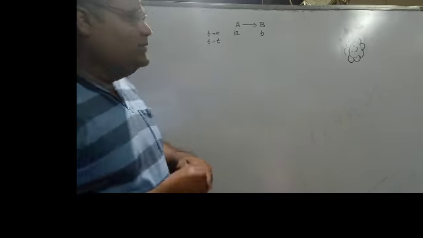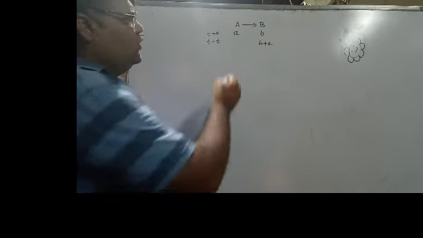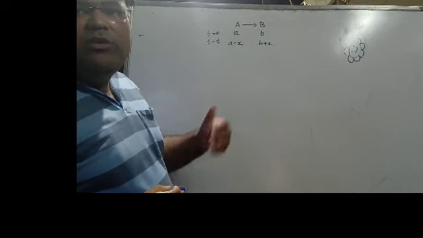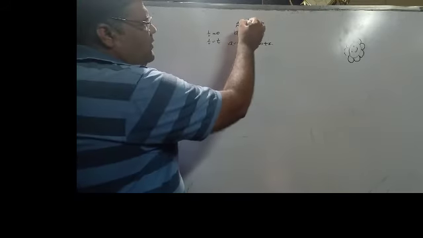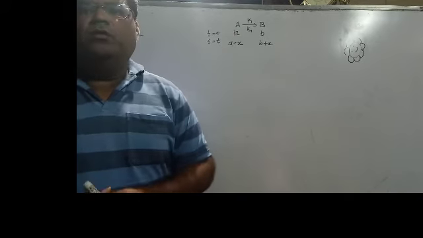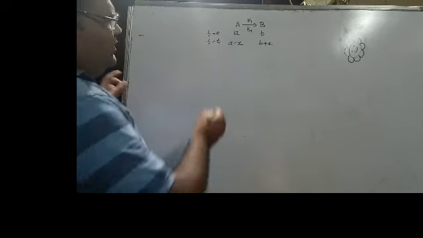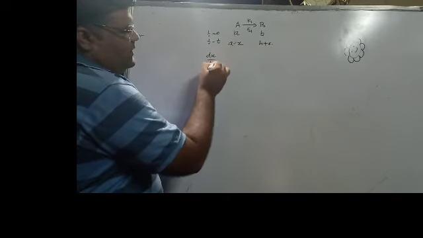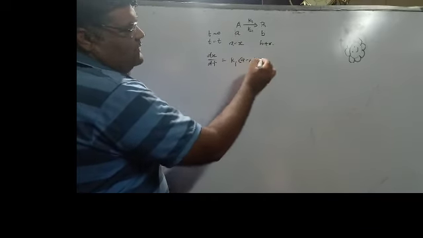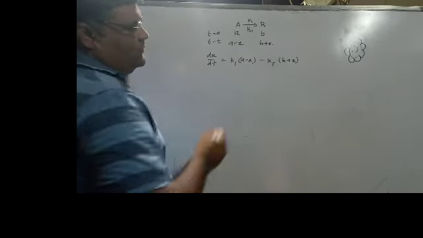So total number of product is b plus x. So how much of reactant will be left? So it is a minus x. Now we know that the rate constant for forward reaction is K1 and rate constant for reverse reaction is K minus 1. So how one can write rate law? That is dx by dt. So we know that dx by dt is equal to, for forward reaction, K1 times reactant a minus x, minus backward reaction K minus 1 times b plus x.